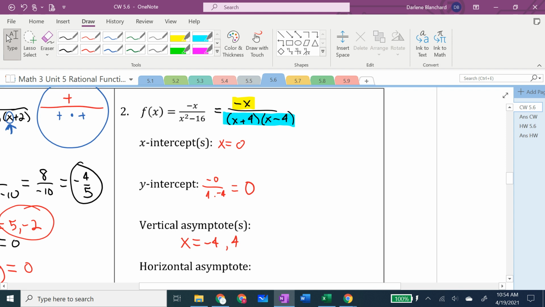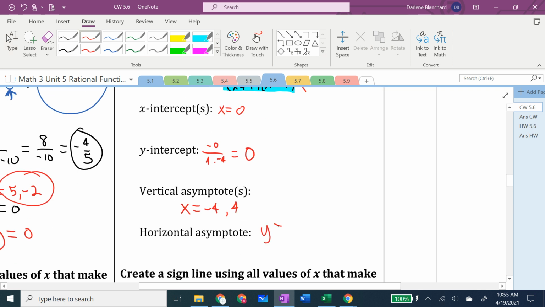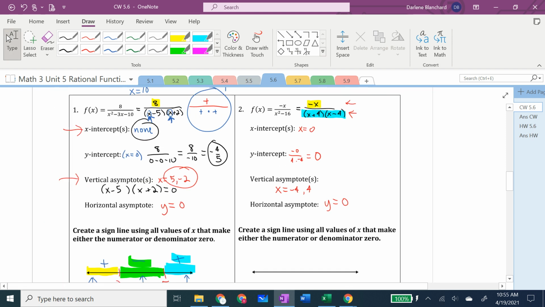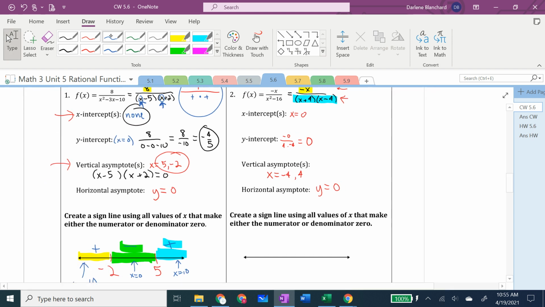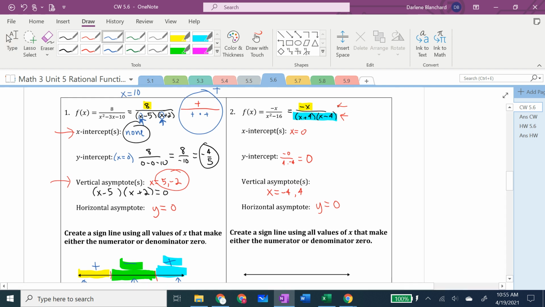For the horizontal asymptote, recognize that you have degree 1 over degree 2. If it's less degree on top, the horizontal asymptote is 0. Then you're going to make a sign line based on anything that makes the top or the bottom of that fraction 0.